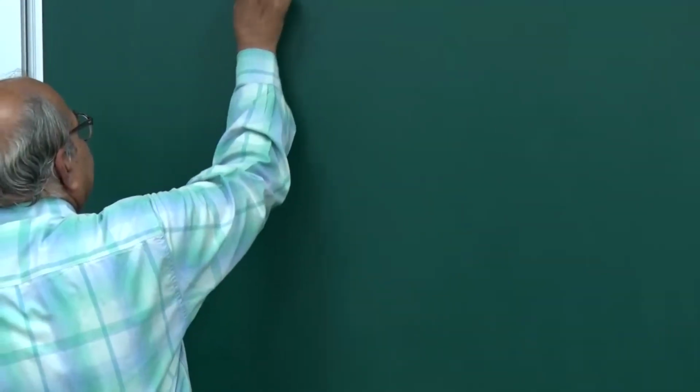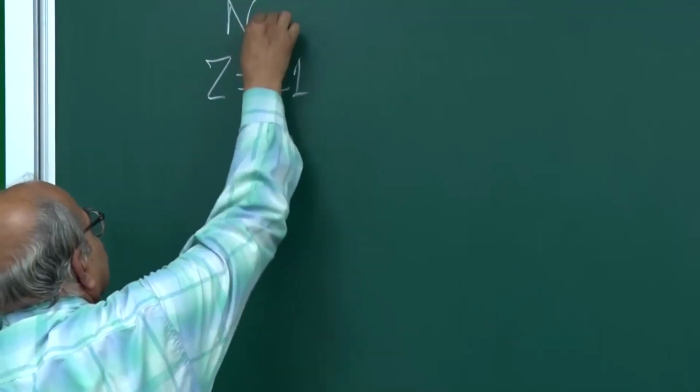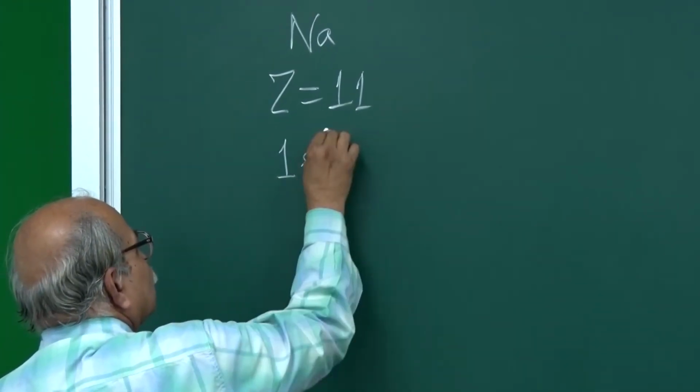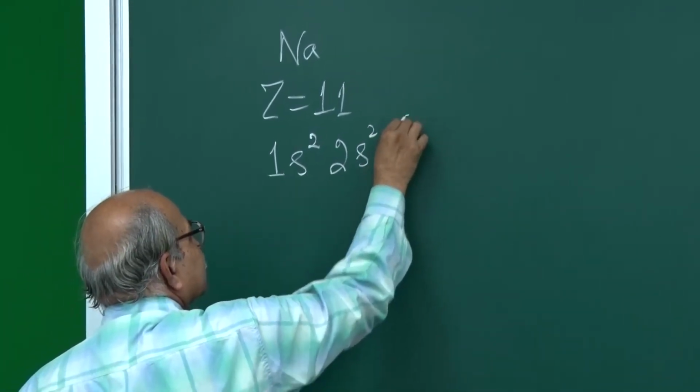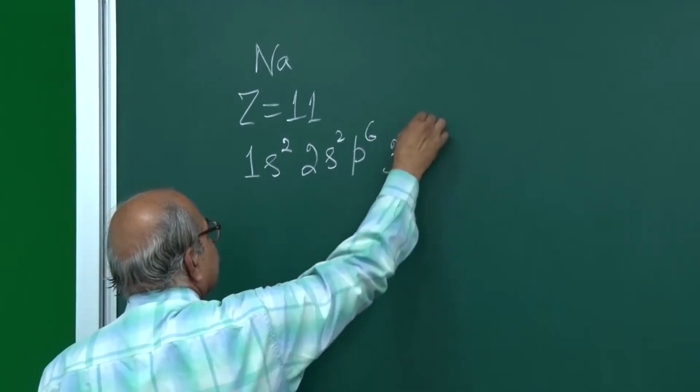So, in the previous lecture we discussed how in a solid the energy levels for electrons are grouped in different bands. If we again take the example of sodium, that is Z equal to 11, the configuration is 1s with 2 electrons, 2s with 2 electrons, 2p with 6 electrons, and 3s with 1 electron.